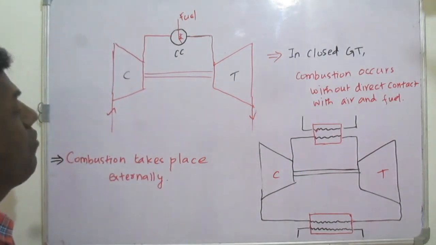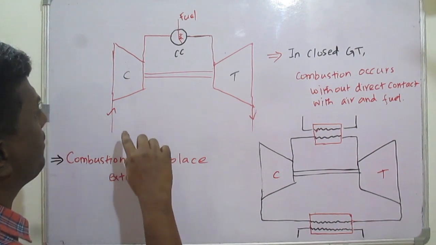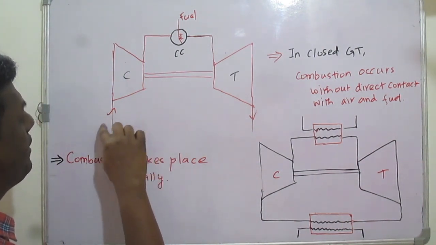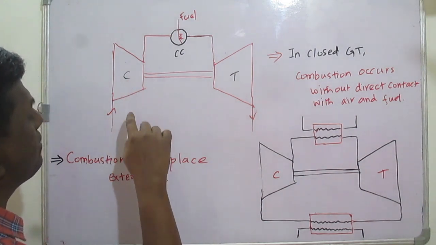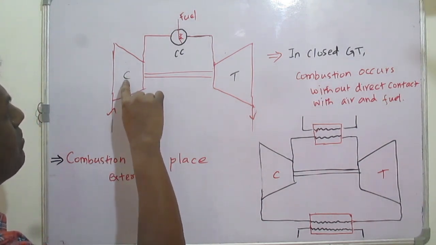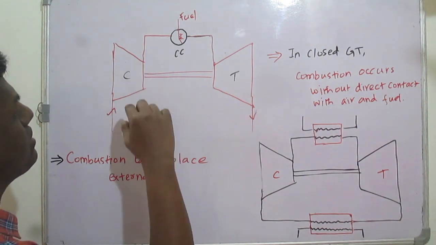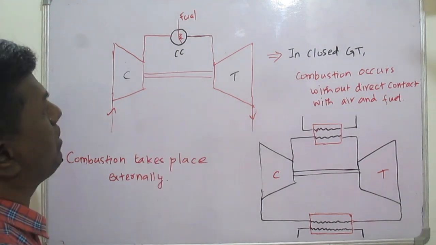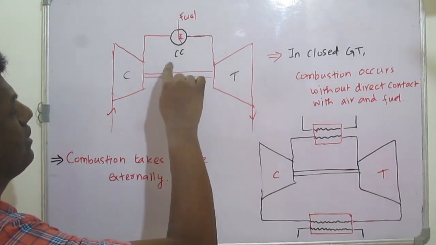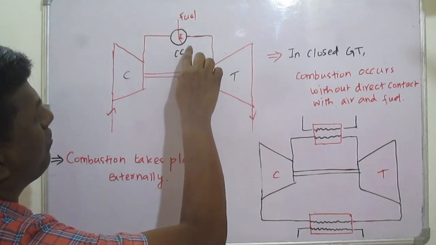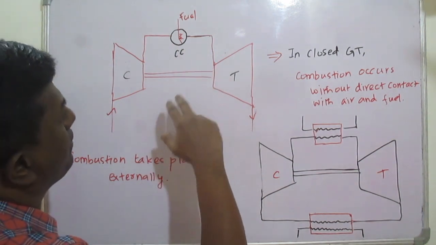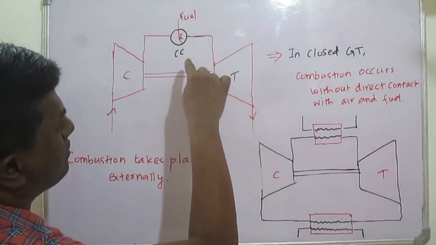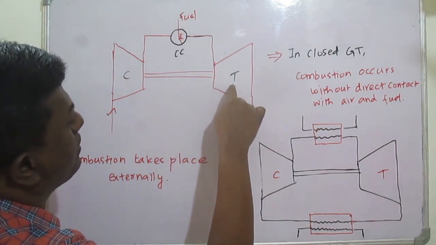In the case of the open gas turbine engine, what is happening? Atmospheric air is taken into the compressor. The compressor compresses the air to a certain pressure and temperature. Then the compressed air goes to the combustion chamber where fuel is added. At the end of the combustion, the high temperature gases come out, and that is what is sent to the turbine.